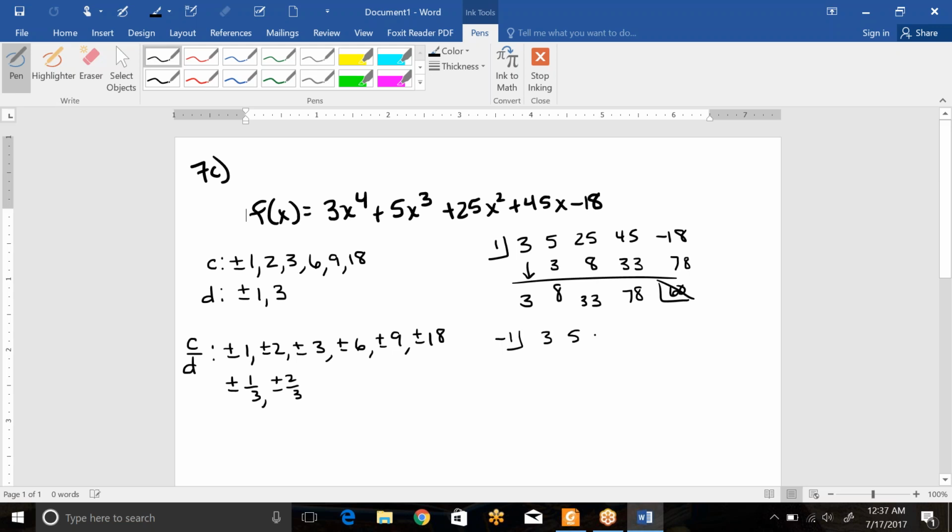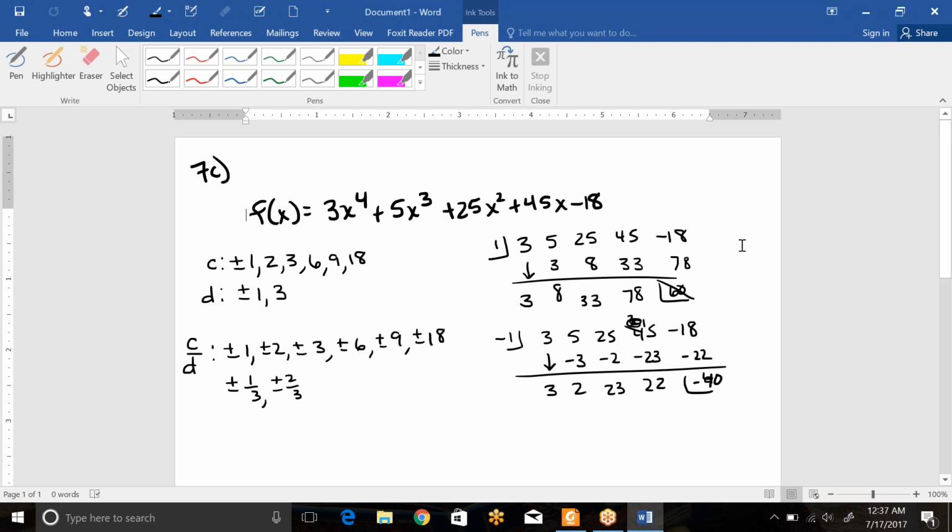-1. Bring down the 3. This would be -3, add, that would be 2, multiply, that's -2, add, that's 23, multiply, that's -23. Oh sorry, I didn't need to borrow there. That's 2 and 2, so that would be -22, so that's going to be -40, which is also not 0.